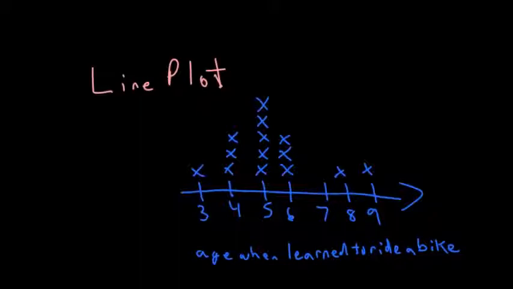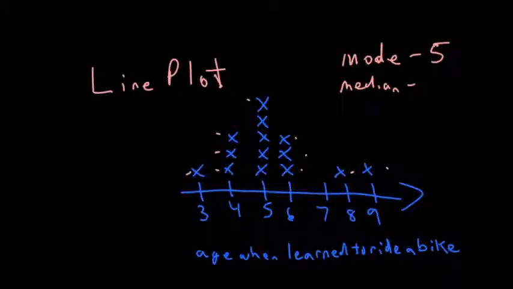So based on a line plot, you can find a couple things. The first thing you can find is mode. And that's the one that's the most. So you just look which one has the most, that would be 5. You can also find your median. And that's just by counting in. So we got one there, one there, one there, one there, one there, one there, one there, one there, one there, one there. So obviously the median is going to be 5 because all that I have left is 5.